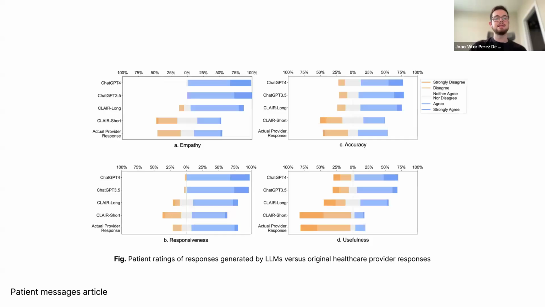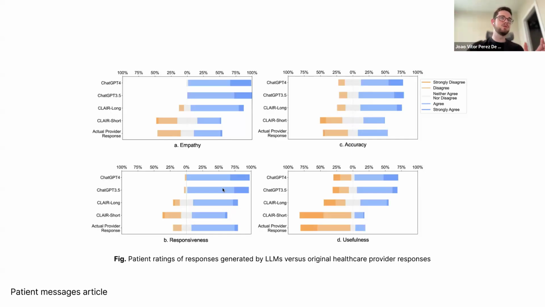Similarly, they had the same sort of evaluation, but now the patients are rating the responses. Each line here is ChatGPT-4, 3.5, their own version of the model called Claire, and the provider response. The patients were going to rate if they preferred one answer over the other. Essentially, the blue lines are the agree or strongly agree, where they preferred one of them versus the other.